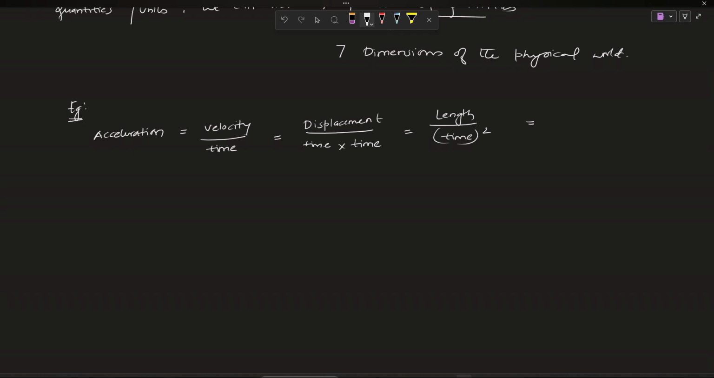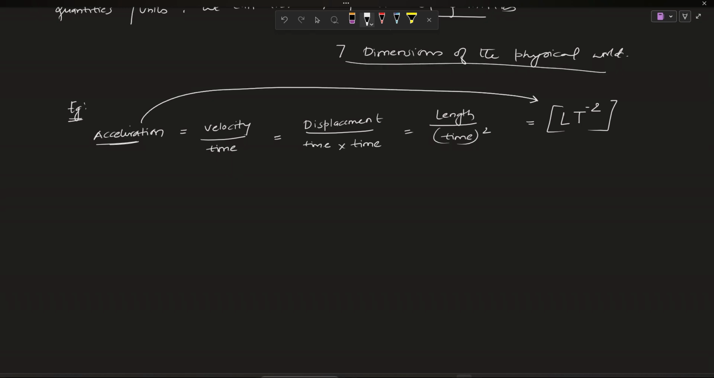So we can write acceleration as length into time to the power of -2. Okay, so actually this acceleration we have defined in terms of the fundamental physical quantities, and the fundamental physical quantities are actually called the seven dimensions of the physical world. Okay, now take some more examples. This is the dimension of acceleration.